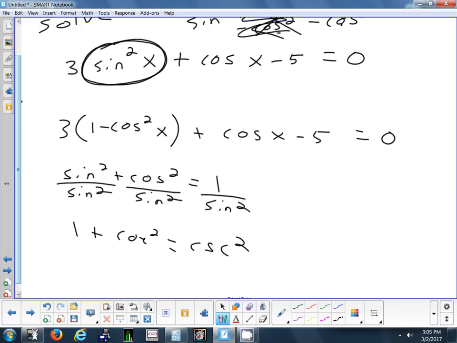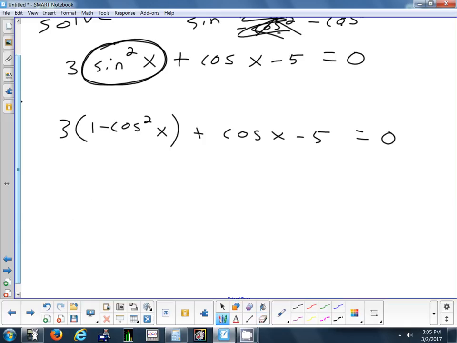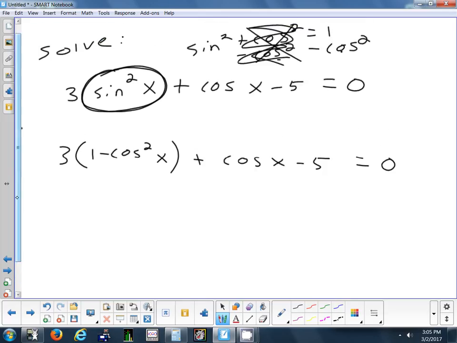Okay. Does everyone have the Pythagorean identities now? You're welcome. All right, so now, what do we do with that 3? Distribute it. So 3 times negative cosine squared plus cosine. And now 3 times 1 gives me positive 3, take away 5. Negative 2.